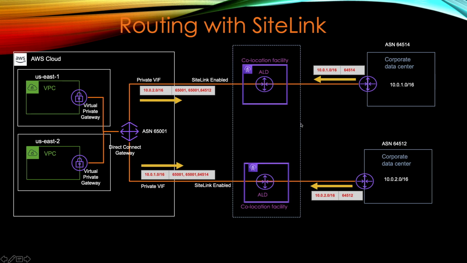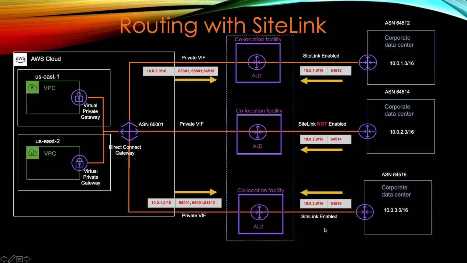If we take an example of two co-location facilities, the same thing happens, but you will see the path is prepended twice because there are two logical devices sitting in between this path. So the corporate data center will send data to the first logical device, it will go to the second logical device, and then it will go to your corporate data center. So now you see that once we enable SiteLink, the Direct Connect gateway started re-advertising this path, and this corporate center knows the path of the other corporate center.